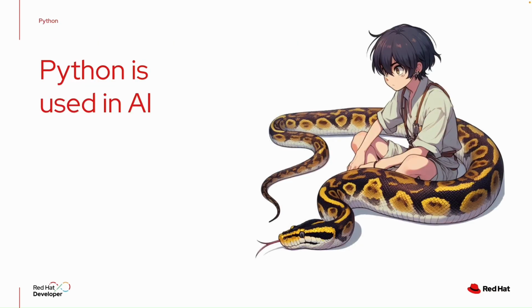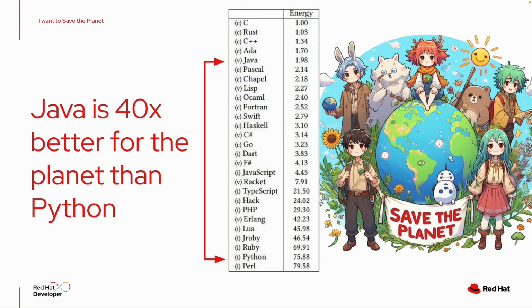Probably most of you have already noticed that most of the development nowadays with AI is in Python. I do not have anything against Python. It's great, it works, it's a good language. But there is this report where they say that Java is 40 times better for the planet than Python. It consumes less energy, 40 times less energy. You can see it here.